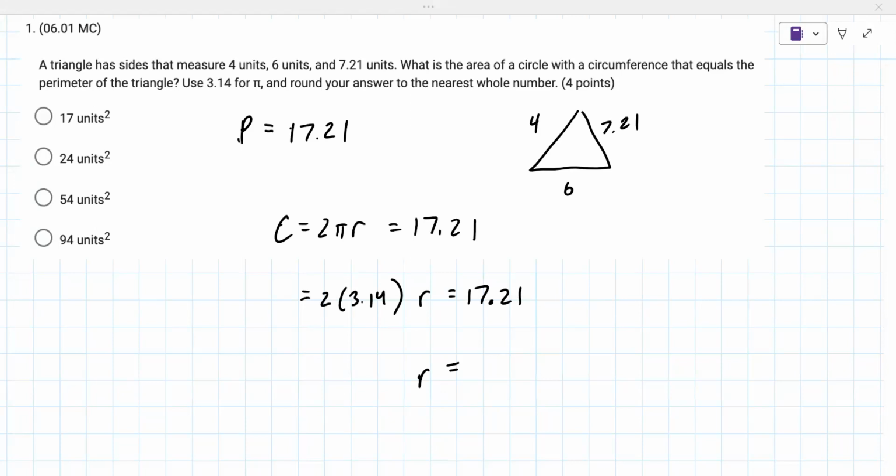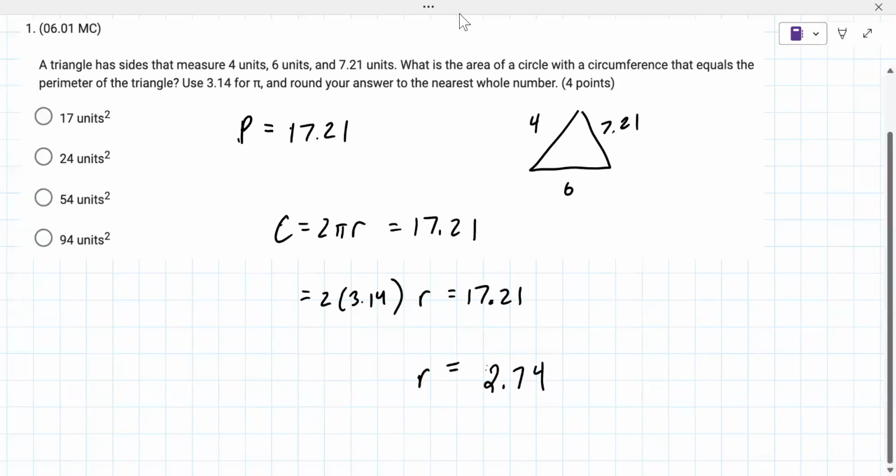Rounded to the nearest whole number, I got 3. Okay. Well, no. What did you get for the radius? Don't round the radius. Then that would be 2.74.